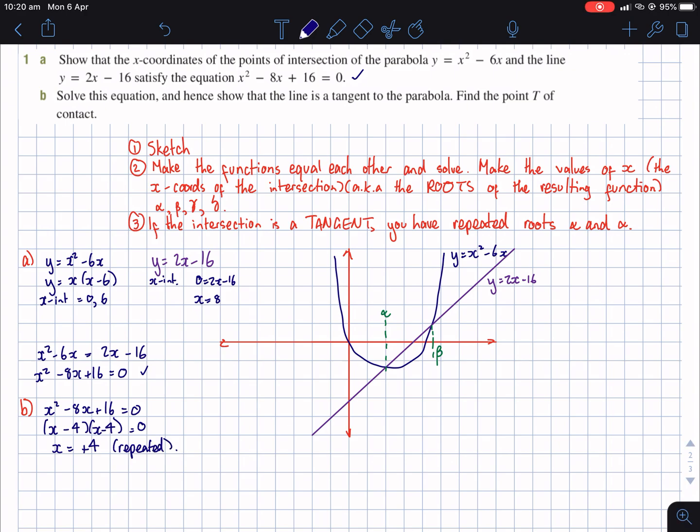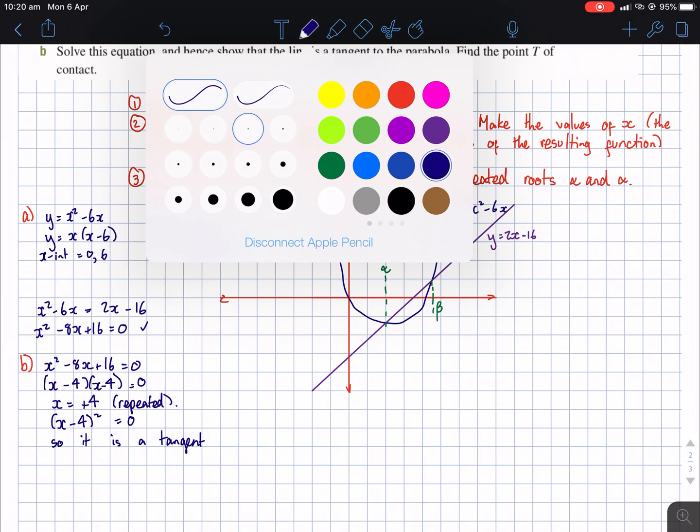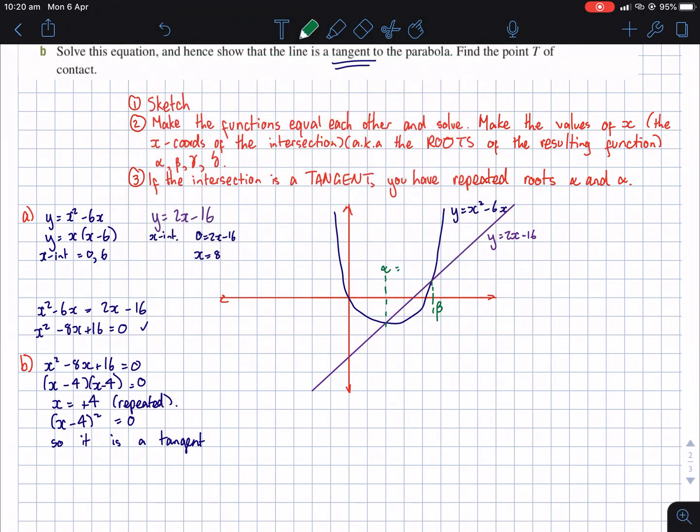Now, because it's repeated, it's a tangent. So it's x take 4 squared equals 0. So it is a tangent because it means that alpha equals positive 4 and beta equals positive 4. And that's only going to happen if instead of the line coming off there, it touched right there, and I only hit it once.